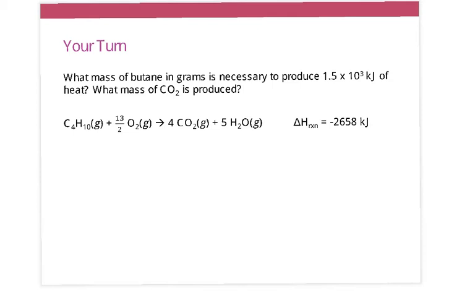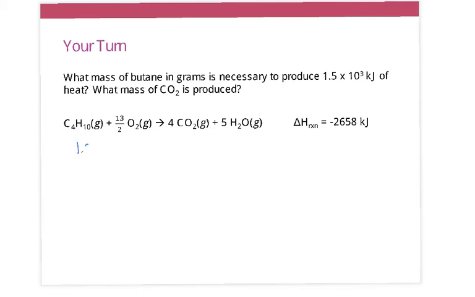Now, this is a little bit working backwards from what we had. At first we were given the mass and we were asked to figure out the energy produced based on our enthalpy of the reaction. But this time we are given the energy produced and we are asked how much butane we need and how much carbon dioxide we produce. So no problem, we just start with what we're given as always and we can work from there.